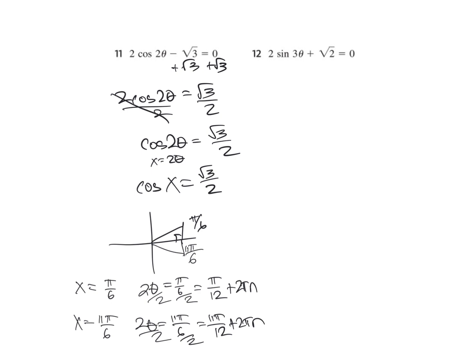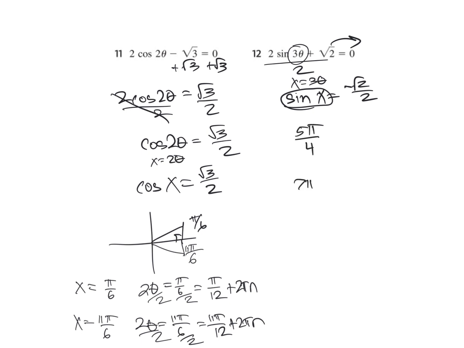So you solve it like normal, and then you have to divide off that coefficient on your value there. So we're going to subtract the square root of 2 and divide off 2. So the sine of, let x equal 3 theta, sine of x equals negative square root of 2 over 2. So whereas sine represents y, where's the y value negative square root of 2 over 2? That's going to be in the third and fourth quadrants at 5 pi over 4 and 7 pi over 4. So now you have x equals 5 pi over 4 and 7 pi over 4.